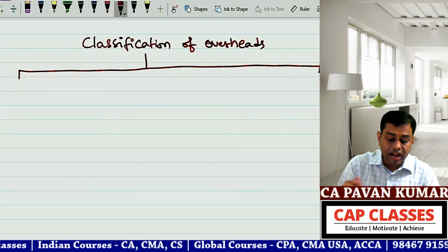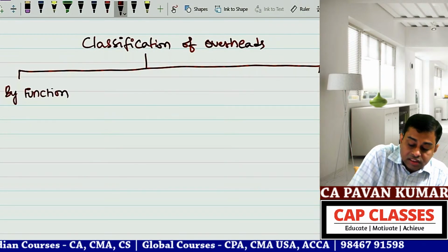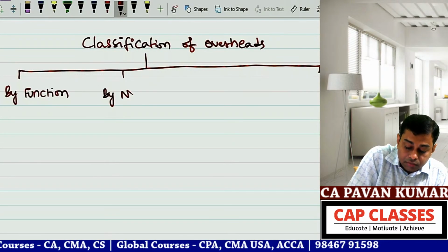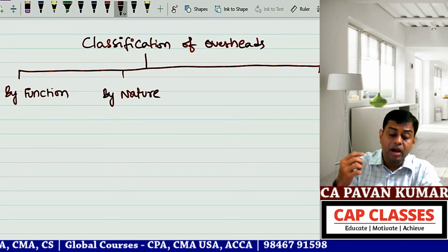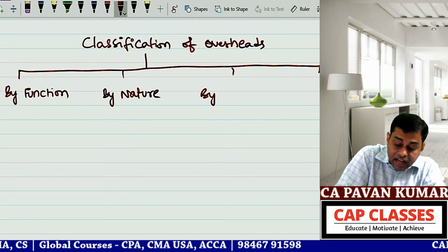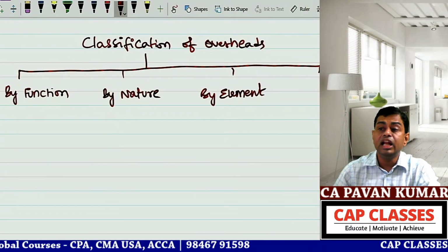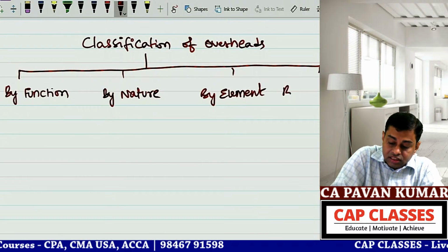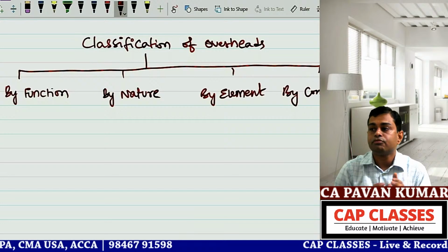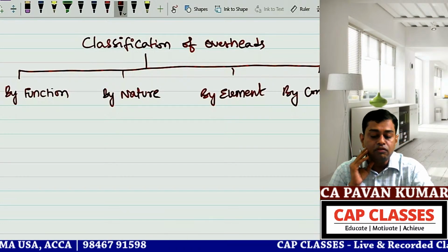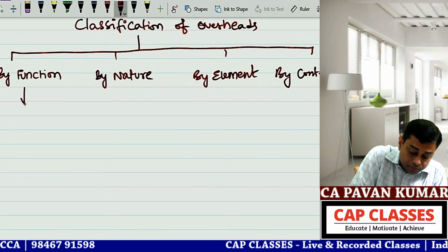First one is by function. Second one is by nature. Third one is by element, element wise classification. Fourth one is control, control wise classification. Okay. Under that, function, arrow mark down.